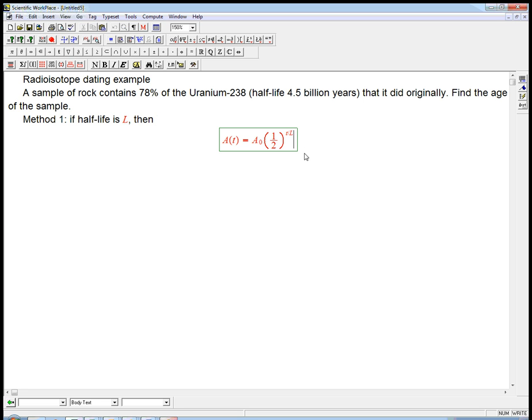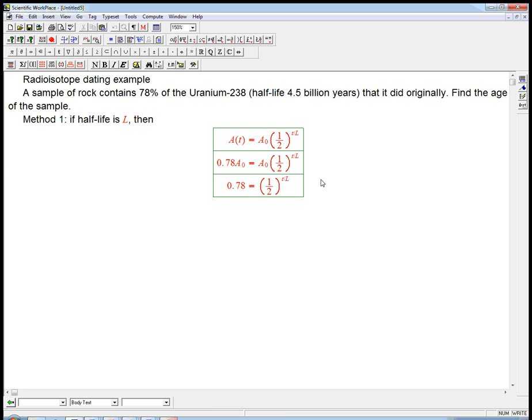Okay, so using that equation, we don't know A naught, but we know that what we have now is 78% of A naught. So 0.78 A naught is equal to A naught times 1/2 to the power T over L, and I could write 4.5 billion right now, but I'm going to wait because there's no real point yet, and it's kind of messy. Okay, so the A naughts cancel, and so we just need 0.78 equals 1/2 to the T over L.